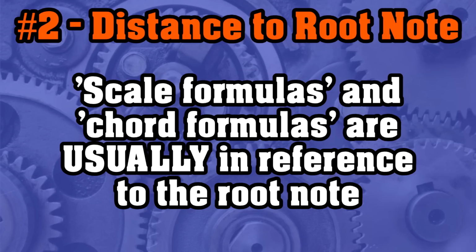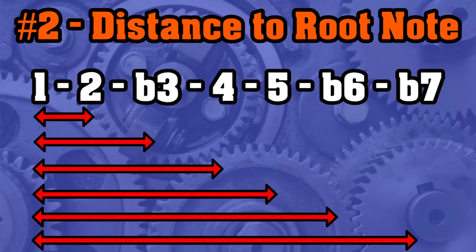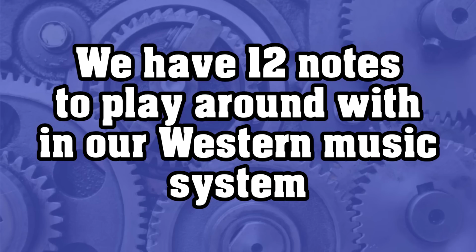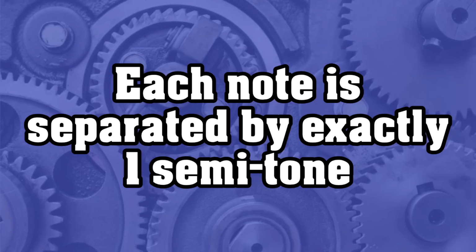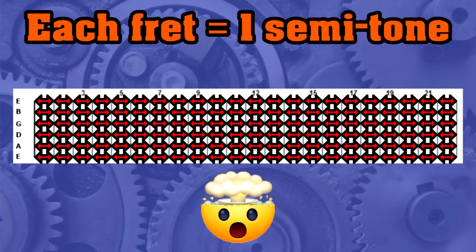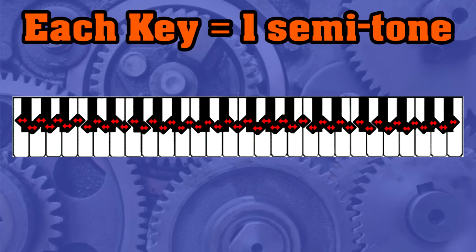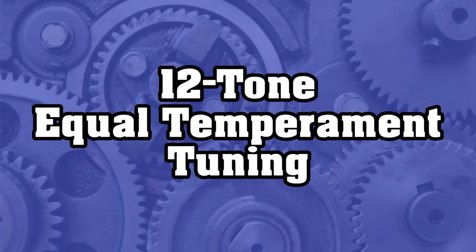However, you will often find that thinking about intervals as they are related to their root note is usually more practical for live playing, especially if you are a guitar player. In our Western music system, we have exactly 12 notes. The distance or interval between each of the 12 notes is exactly one semitone. This is equivalent to one fret on a guitar or one key on a piano. This equal spacing between each of the 12 notes is known as 12-tone equal temperament tuning.